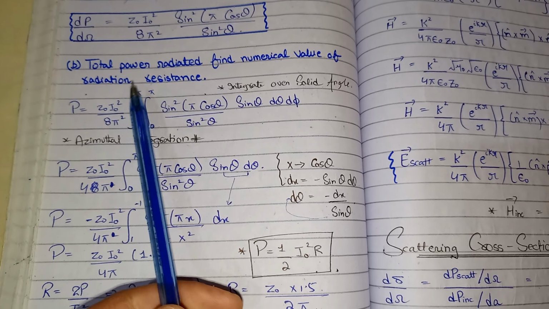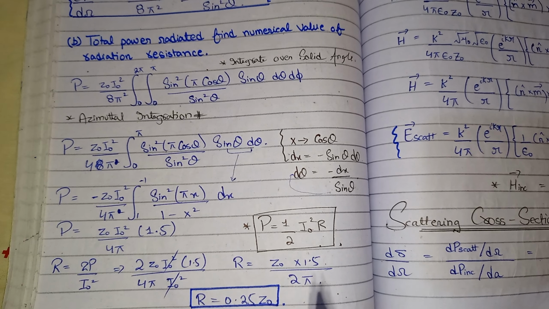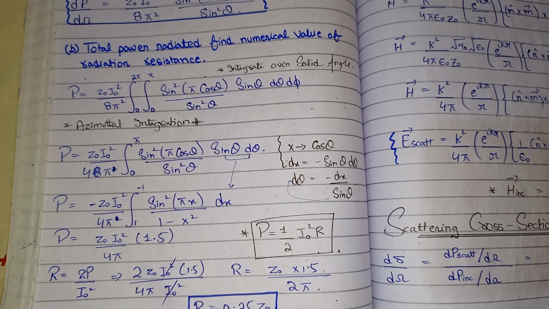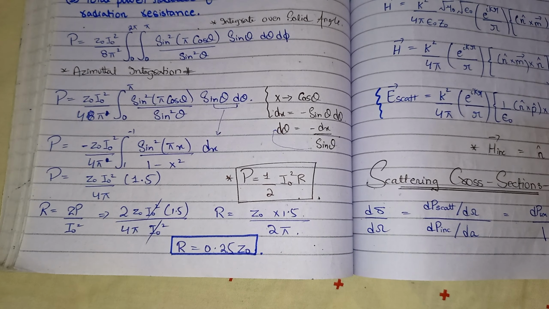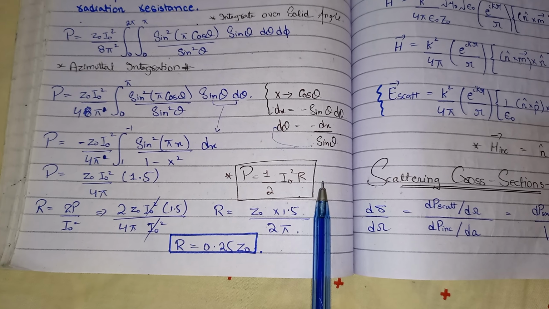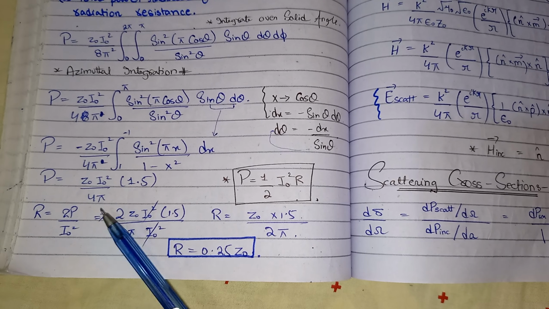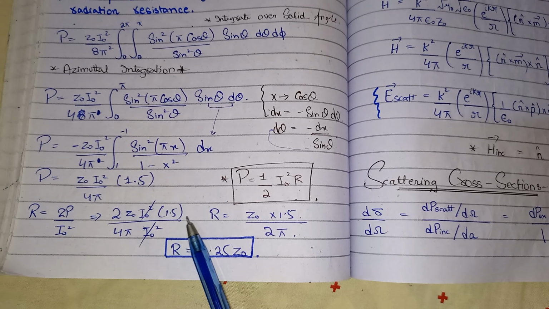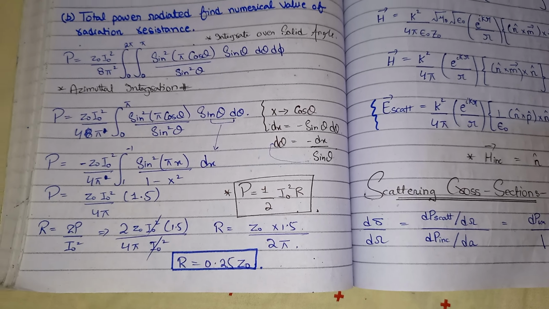Now he says that you have to find the power in terms of resistance. You know the formula of power, P equals I square R. So it becomes P equals 1 by 2 I square R. This is the formula. If you want to find resistance, it is 2P divided by I naught square. The value of P is this, z naught I naught square times 1.5 divided by 4 pi, and I naught square cancels with I naught square.